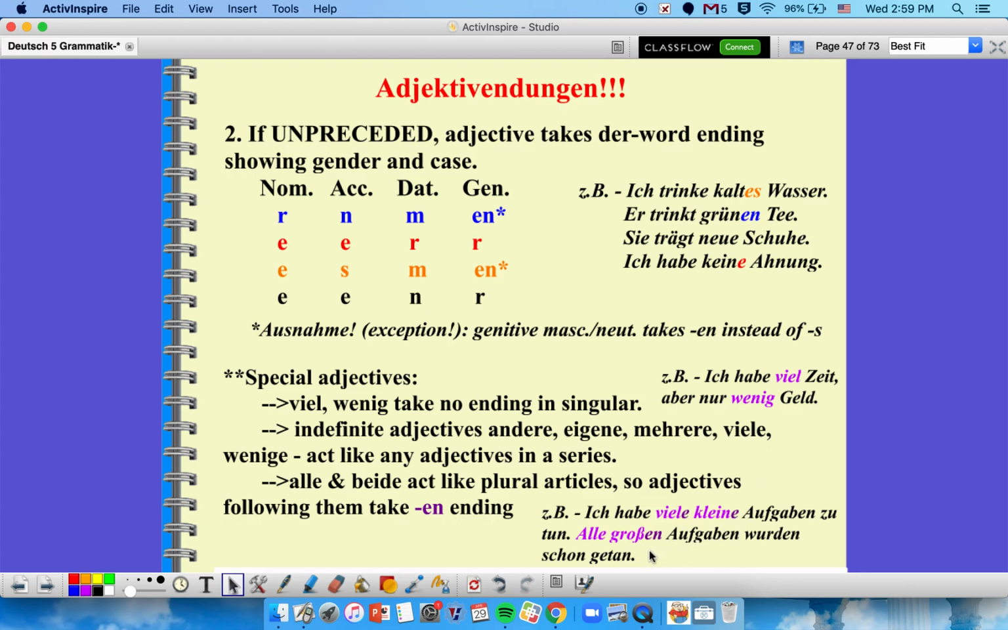But then here in the plural, ich habe viele kleine Aufgaben zu tun. I have many small tasks to do. We just see e's on both of these as if it's just a list of adjectives that are not preceded by any kind of article. But then with alle, it acts like it is an article. If you think of it as it being a plural changed article, we have alle großen. We have to have the en ending counting this as a changed article. So alle großen Aufgaben wurden schon getan.